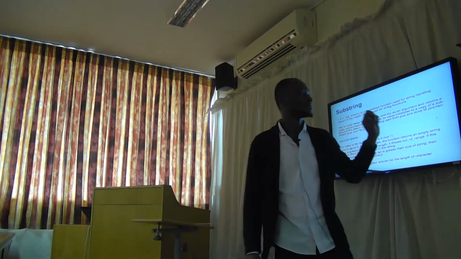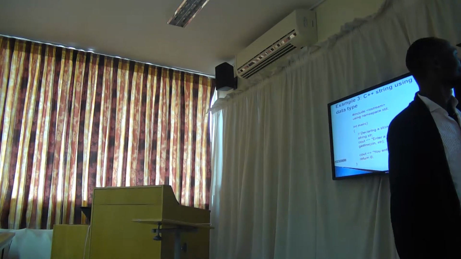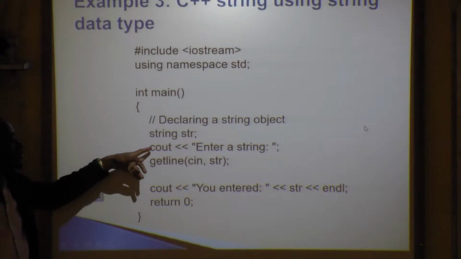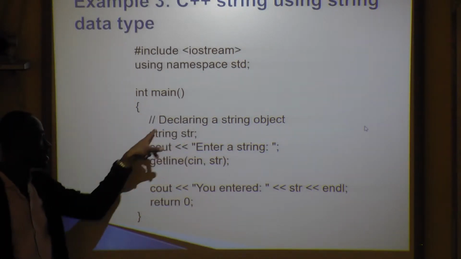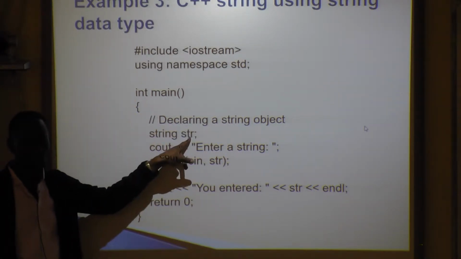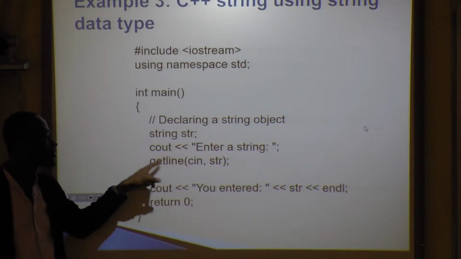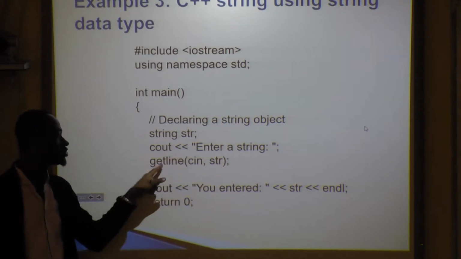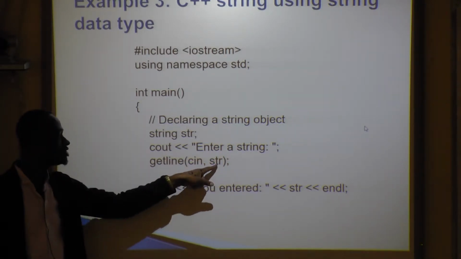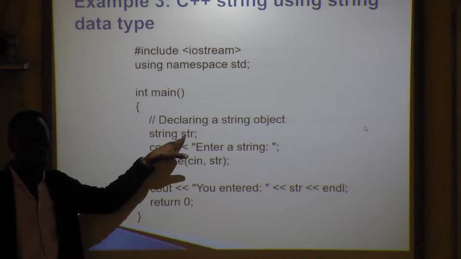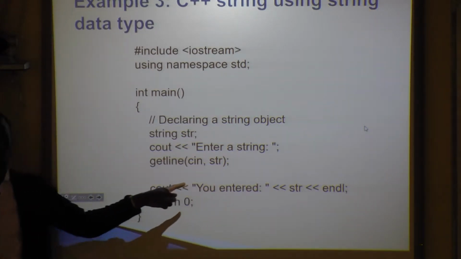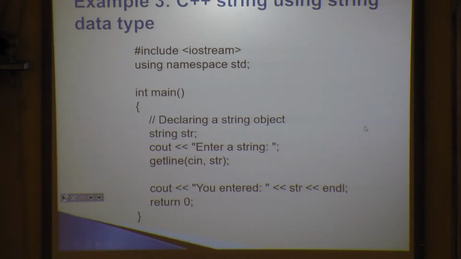I skipped something; you need to understand this part. As you can see in this small example, I declare my string object, ask the user to enter the value, store the value the user enters into my string object, and then print it out.